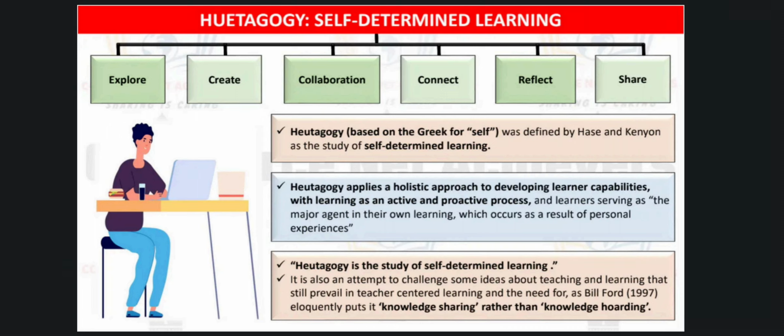It is the study of self-determined learning. It is also an attempt to challenge some ideas about teaching and learning that still prevail in teacher-centered learning, and the need for, as Bill Ford in 1997 eloquently put it, knowledge sharing rather than knowledge hoarding.